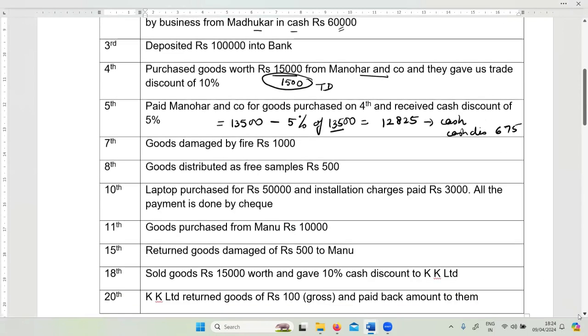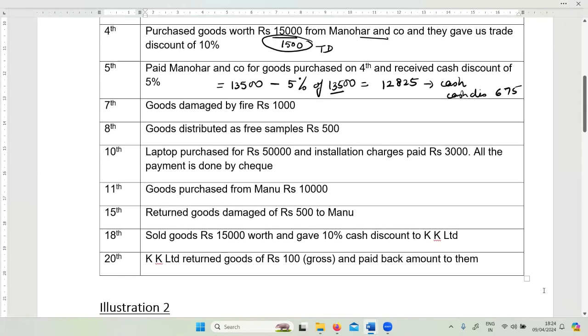Next, we proceed to 7th of the month of May. Goods damaged by fire, 1000. So what are the two accounts? If you remember the loss transactions that we learned today. So we have two things here, goods, and second is loss by fire. So loss by fire, we will debit because it is loss. Nominal account says debit all losses and credit all incomes and gains. So debit loss by fire.